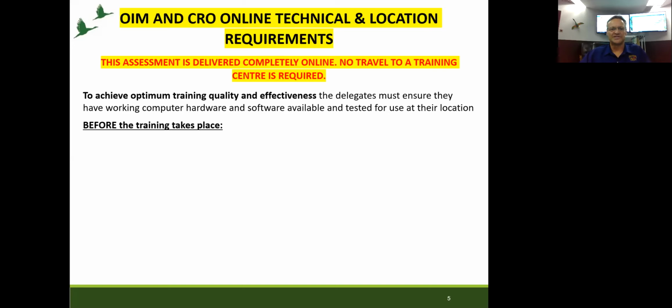And if you look at the slide there, to achieve optimum training quality and effectiveness, the delegates must ensure they have, of course, the working computer hardware and software that they're going to need ready and tested for them at their location. We will be ready on our end. We must make sure that they are ready in all respects on their end to commence the assessment process.